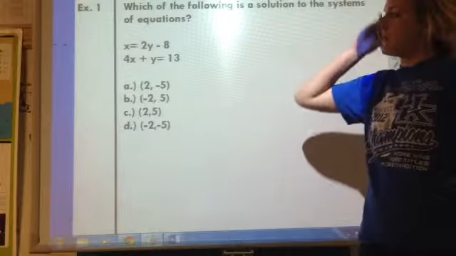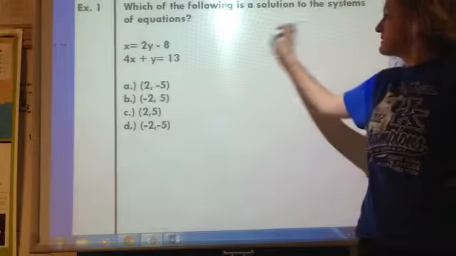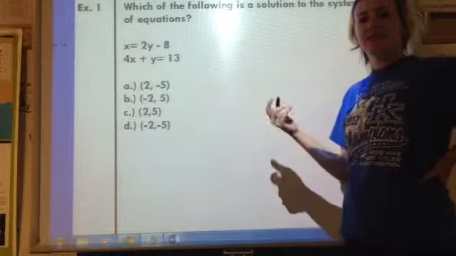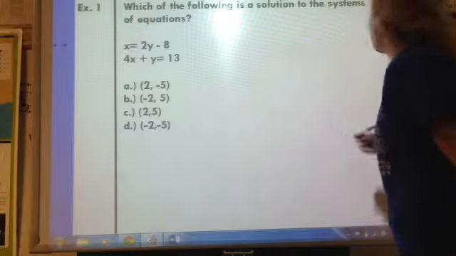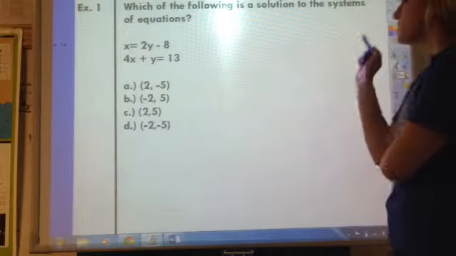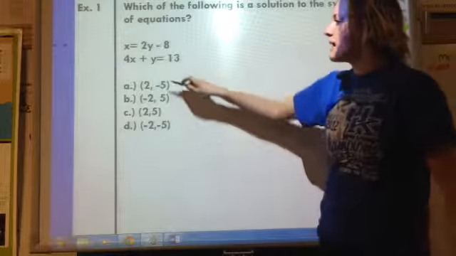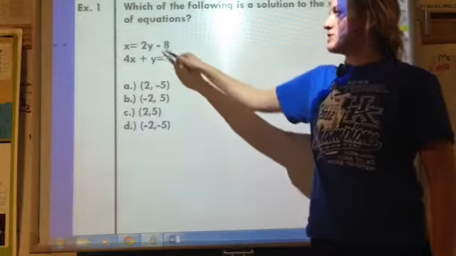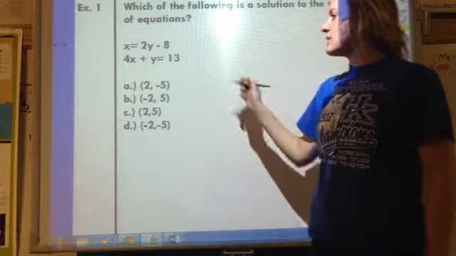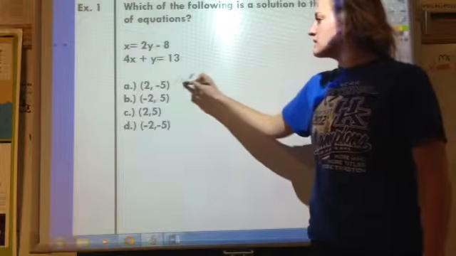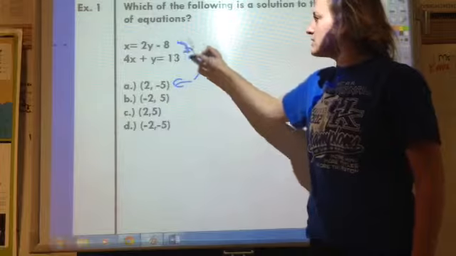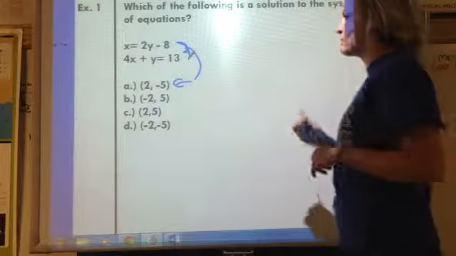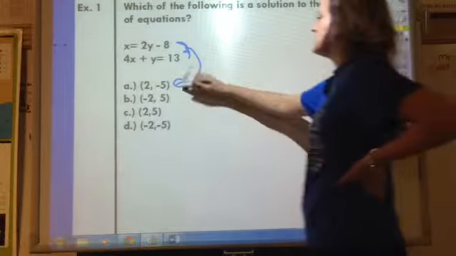Our first example is actually gonna be just solutions to systems of equations. I just wanna remind us how to do this so we do this super strong on our benchmark. When I'm talking about a solution to a system of equations, I'm talking about an ordered pair, a coordinate pair, that works for both equations. So what I need to do is plug these values into both of my equations to figure out which one makes both of them true. So let's go ahead and do that.